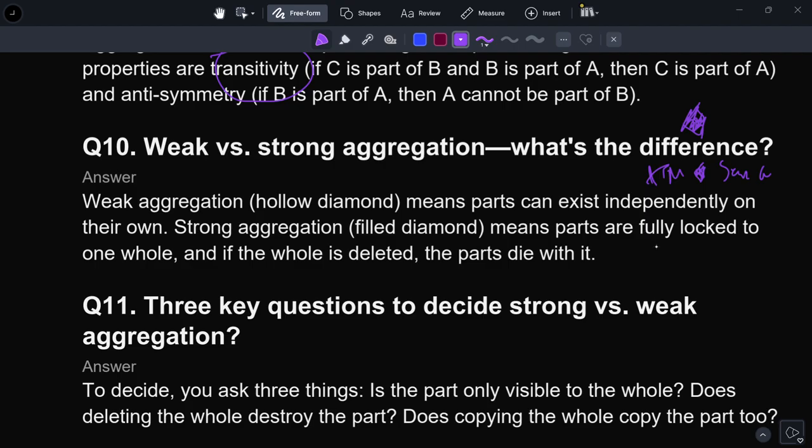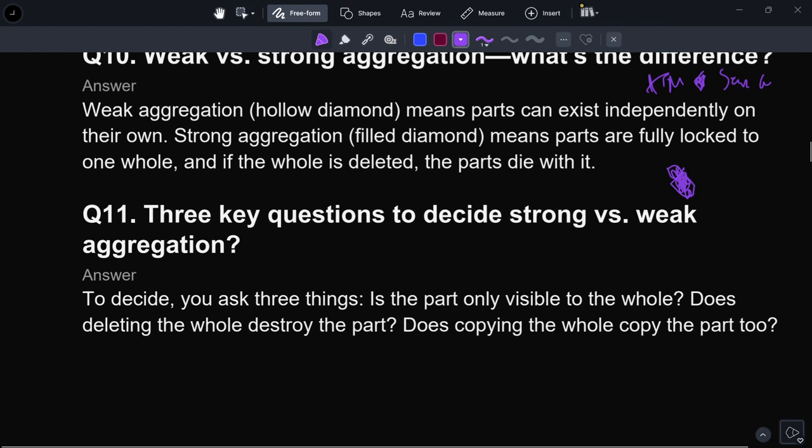But for ATM and screen monitor, if you smash the physical ATM with a sledgehammer, the built-in screen monitor inside it is completely destroyed and discarded along with it. So it is a strong aggregation. With weak aggregation, the diamond is like this. It's a weak, but with strong, it's filled. It's a filled diamond.